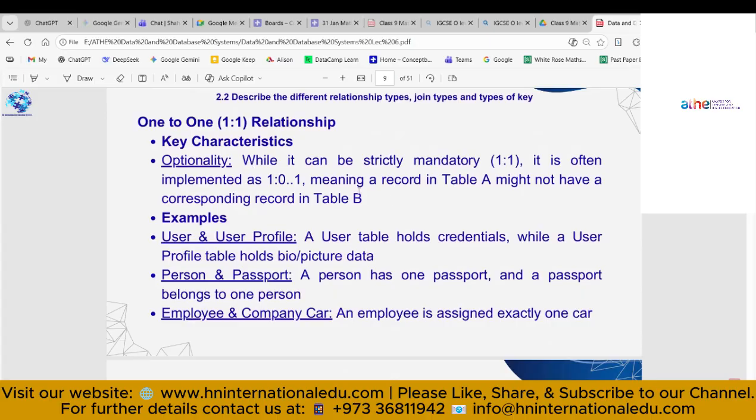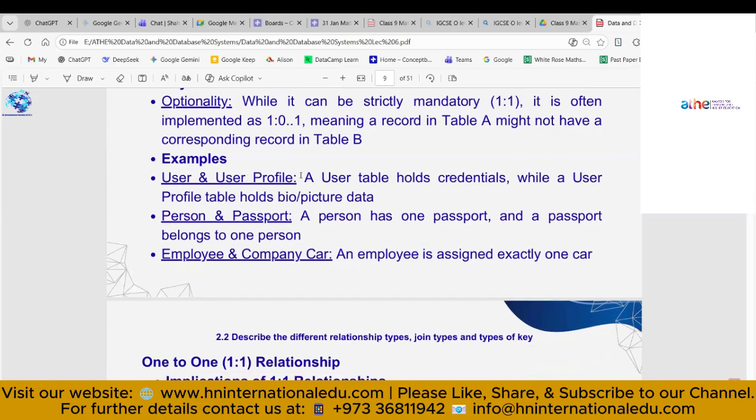Like it's strictly mandatory, there has to be a one-to-one, but in some cases, sometimes a record in table A might not have any corresponding record in the other table. So for example, user and user profile. A user table holds credentials while a user profile table holds bio or picture data. So both of these tables will be having a one-to-one relationship.